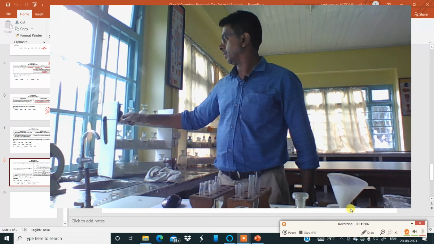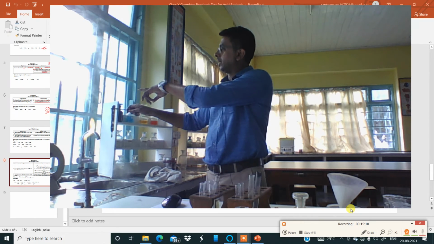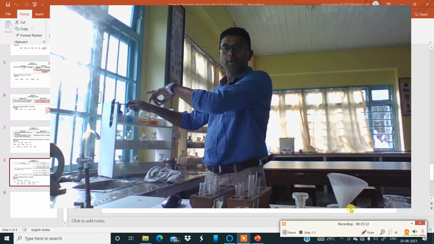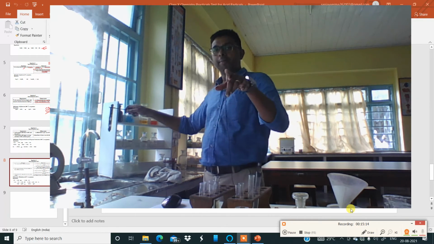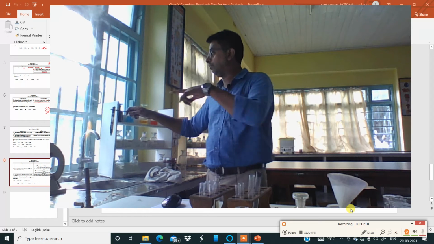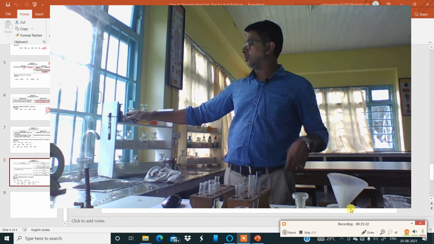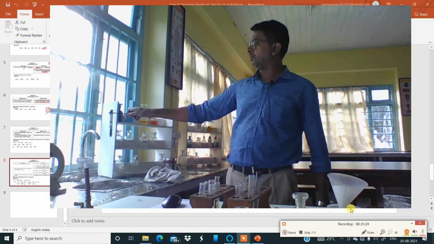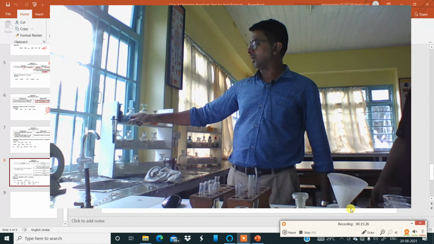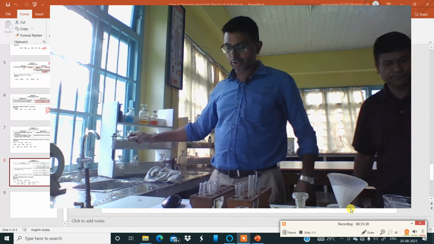The flame is a light greenish yellow color. The camera is not so good, so we cannot observe the color of the flame, but the gas is choking. It is not a good gas. It is slightly poisonous, and it is a greenish yellow colored gas. That is the characteristic of chlorine gas.